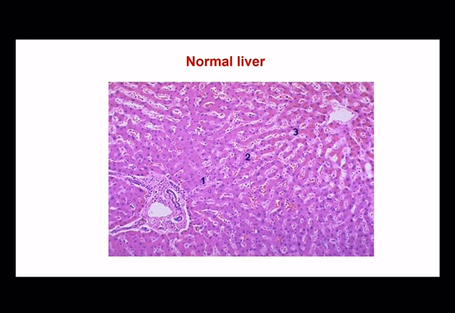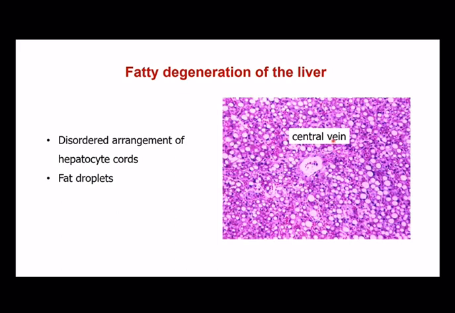At low magnification, this fatty change liver looks different. In the center, this is central vein. The liver cells around the vein are no longer radially arranged. We see disordered arrangement of hepatocyte cords. The fat droplets look like empty vacuoles with clear edge and various size. Like this one, a large vacuole, and a smaller vacuole, lots of vacuoles here.